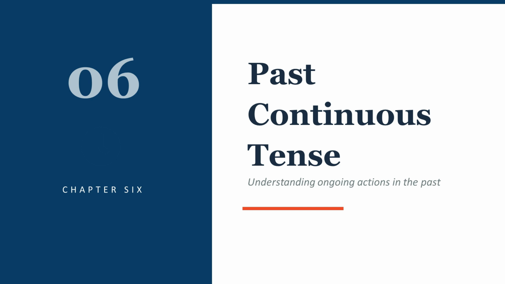Welcome to Chapter 6 of our English Grammar series. In this lesson, we are going to learn about the past continuous tense. This tense is used to describe actions that were happening or were in progress at a specific time in the past. By the end of this lesson, you will understand how to form sentences, ask questions, and use this tense confidently in your daily conversations. So let us get started.